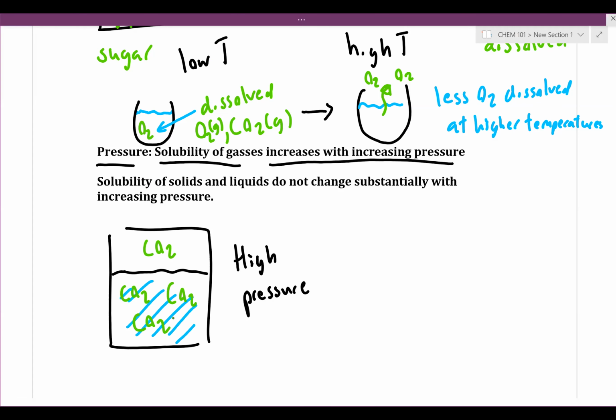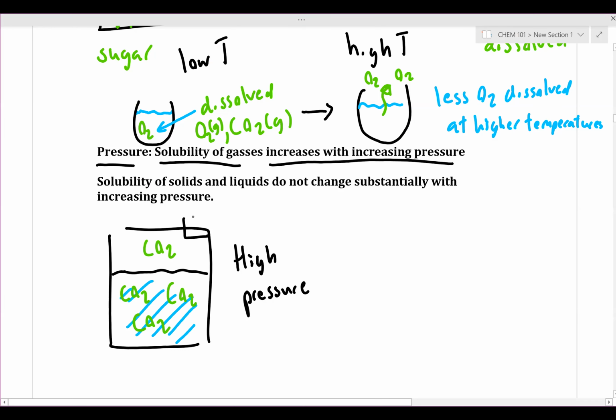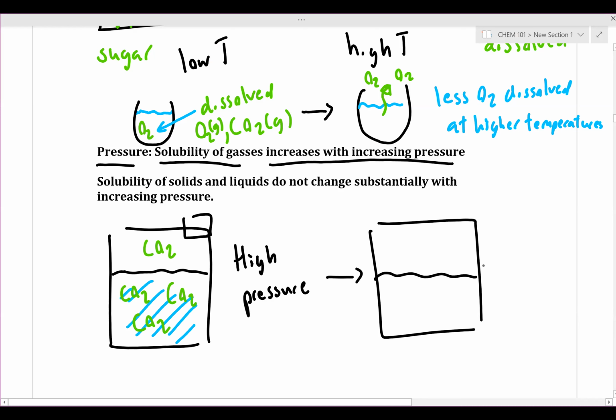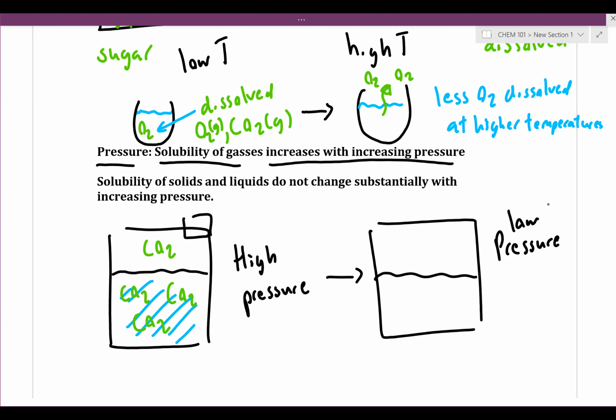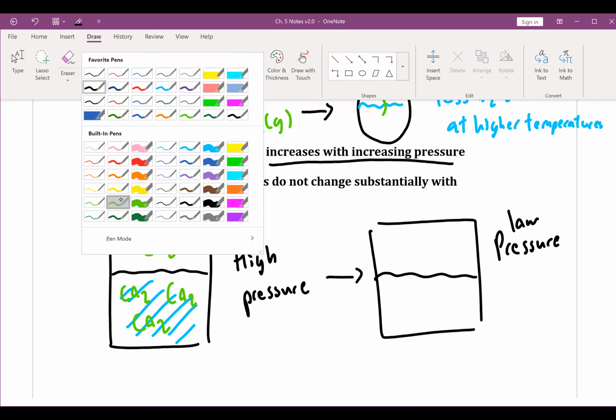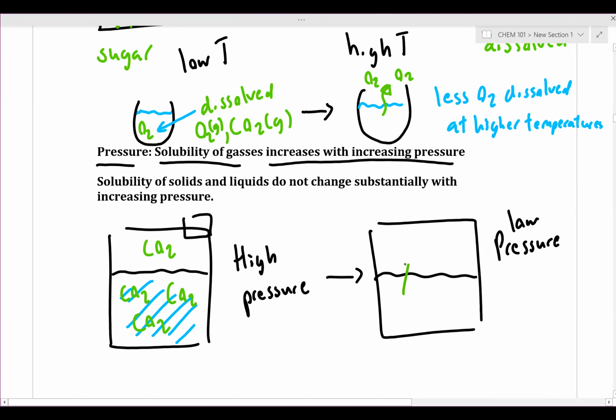Now, when we open our soda can, what happens? When we open our soda can, what's happening to our pressure? You hear this characteristic click sound. What's happening to our pressure? It decreases, yep. So our pressure drops. So looking at a low pressure system, if our pressure drops, what's going to happen to the carbon dioxide that's dissolved? Will the solubility increase or decrease when the pressure drops?